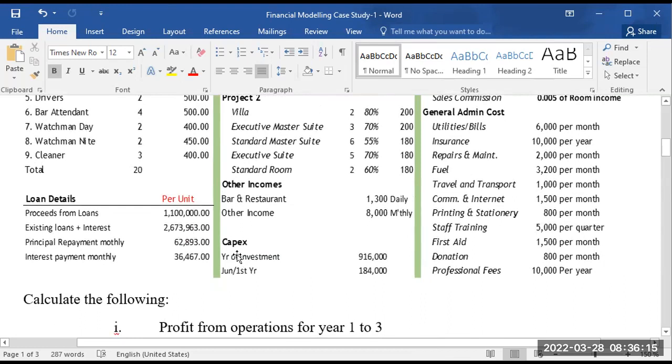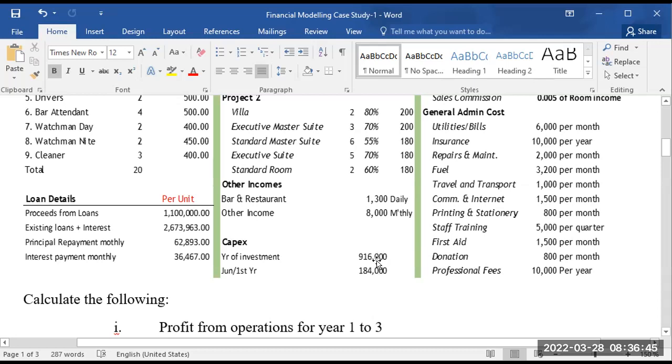We have other information here, which is the year of investment. This is how much was invested in the initial year 0, and how much was invested in the first year. So 916 is actually the initial investment, while 184 is the investment afterwards. So it means that we have a total investment of 1.1 million, right? When we sum up these two.